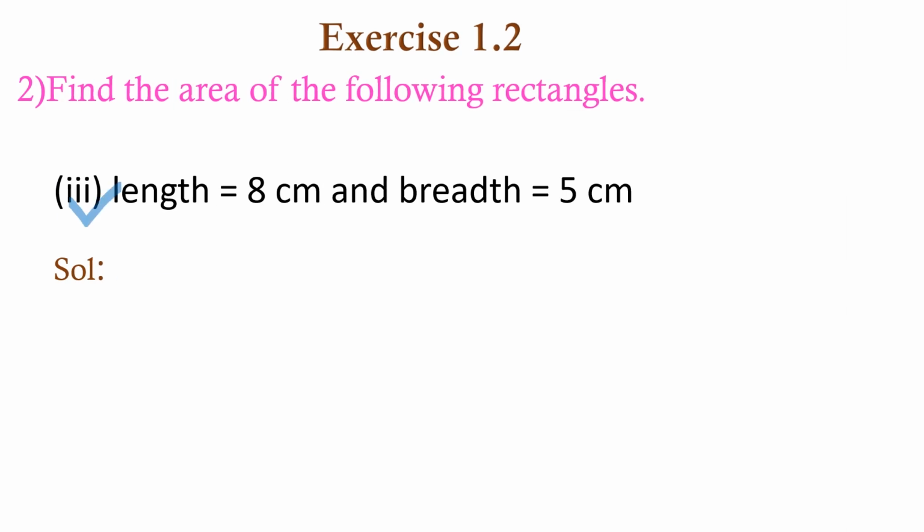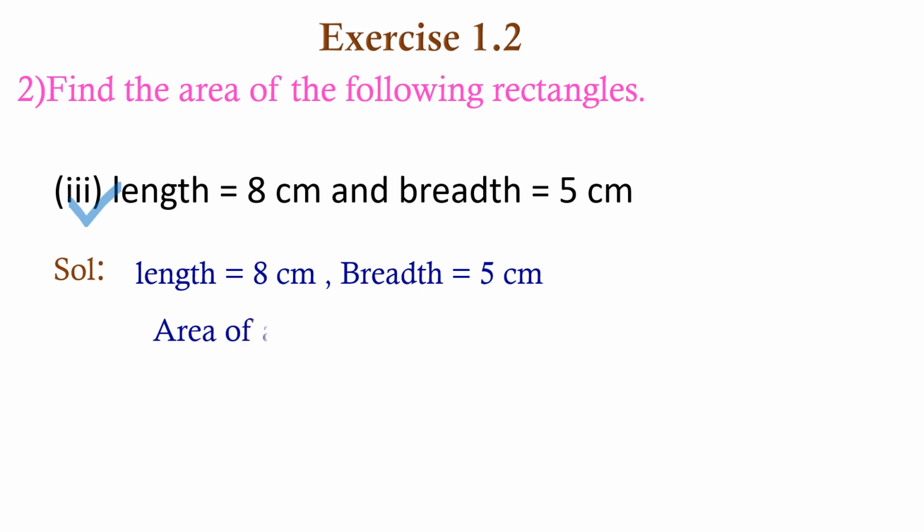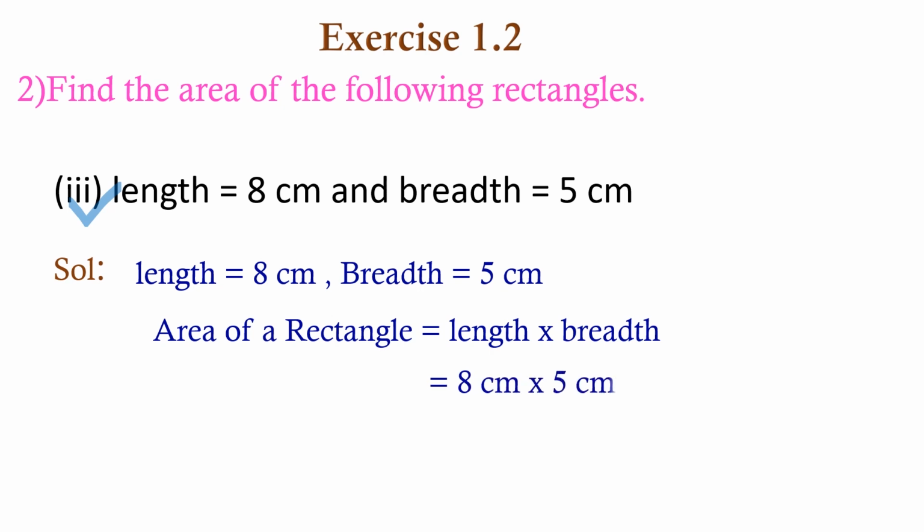Third sum, if length of rectangle equal to 8 centimeter and breadth of rectangle equal to 5 centimeter, find its area. So write down the measurements. Length equal to 8 centimeter and breadth equal to 5 centimeter. And the formula for area of a rectangle equal to length into breadth is equal to 8 centimeter into 5 centimeter. 8 5s are 40 square centimeter.